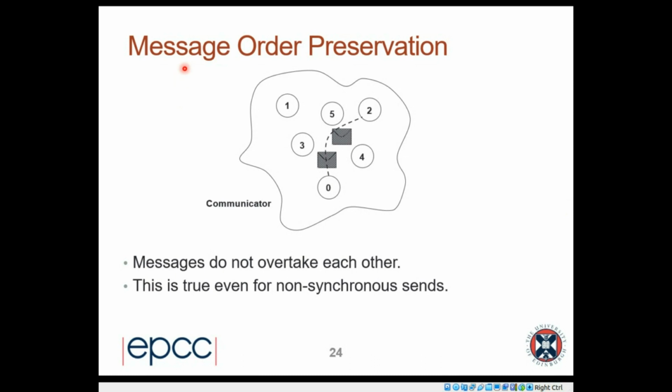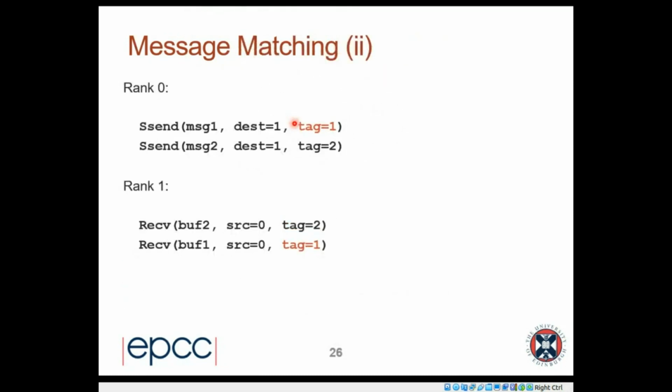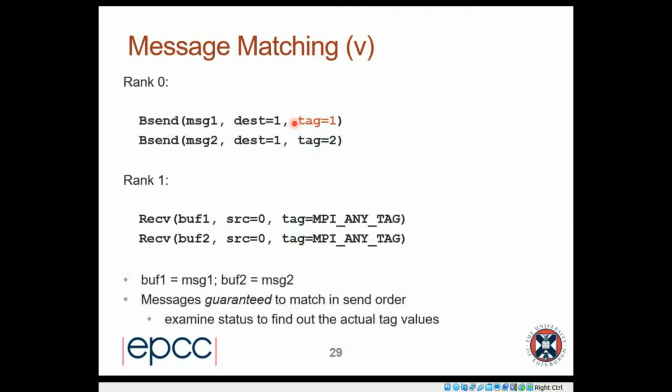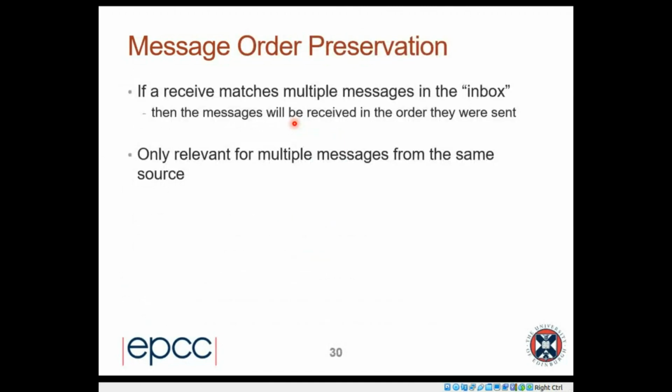It's slightly subtle, and that's what I'm going into here. But the important statement, and I don't want to go into this because we're running a lot of lectures today, is this: if a receive matches multiple messages in the inbox, then the messages will be received in the order they were sent. This is when you think about there being an inbox. And it is actually very important.